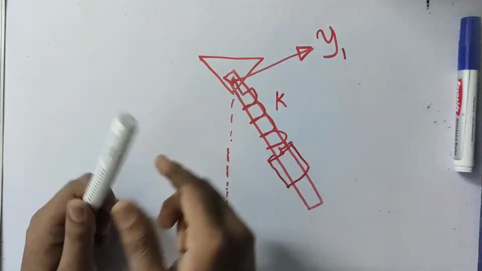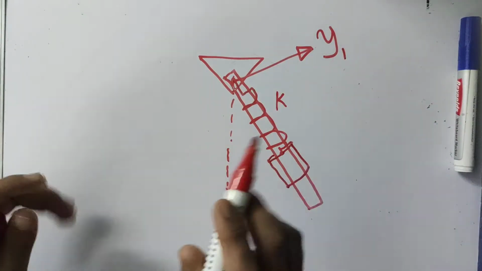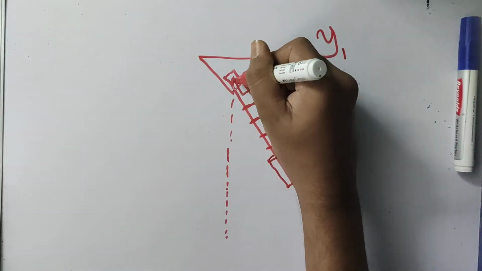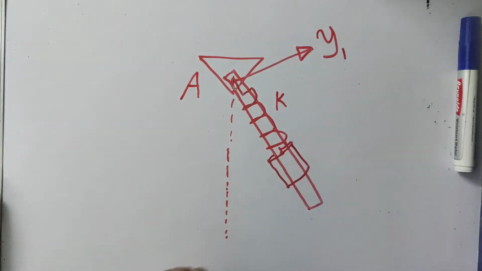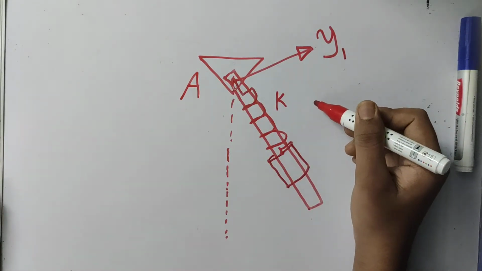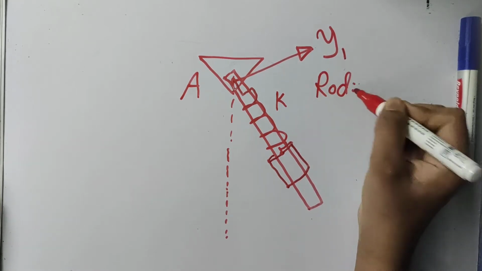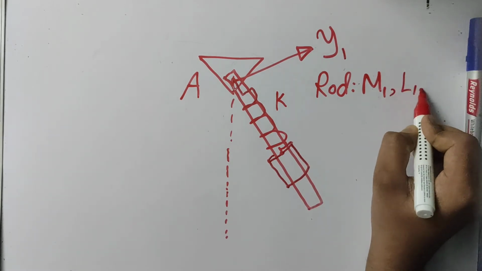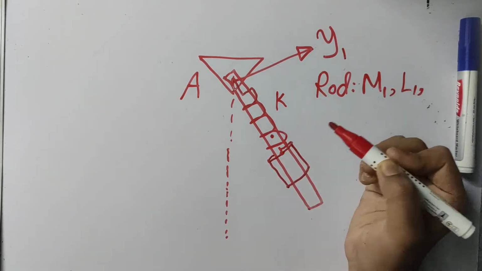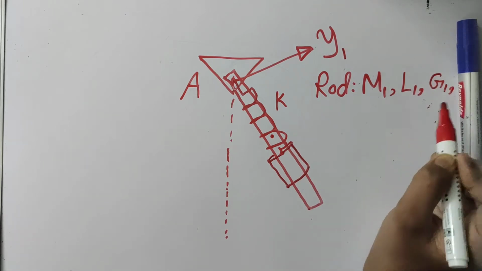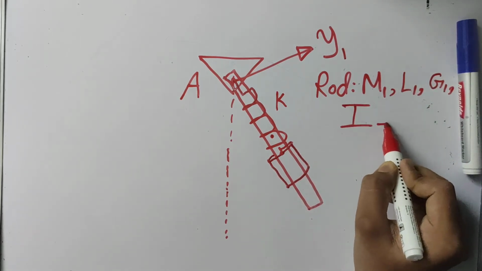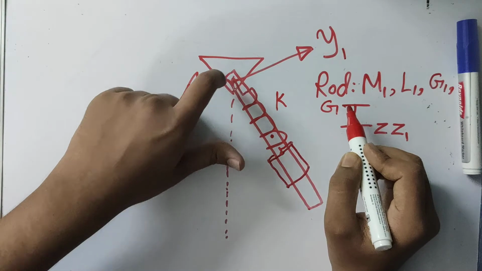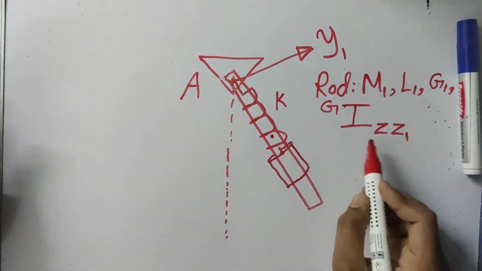This is the y-axis, and I will tell what my x-axis is. This is the z-axis coming out of the plane. This point is termed as A. Now I describe the rod as having mass m1. It has got some length L1. This is the center of mass of the rod, G1, and the moment of inertia of the rod about the ZZ1 axis through this point A is given in the problem.